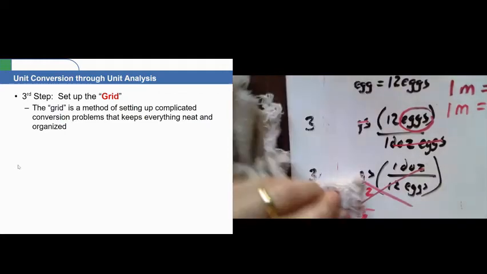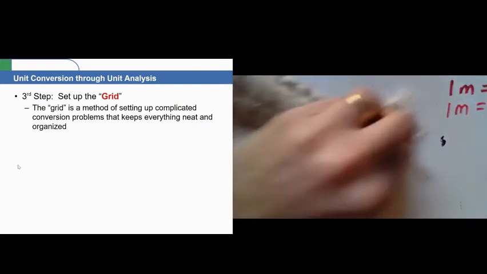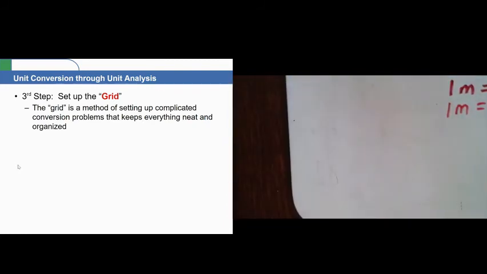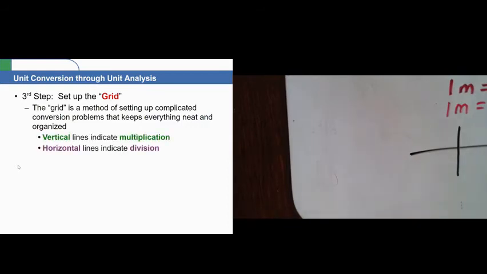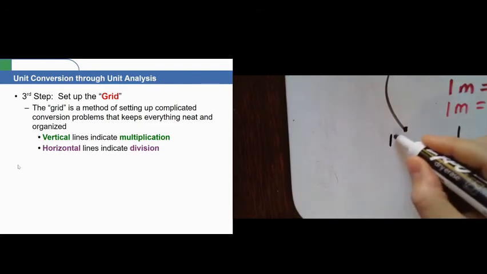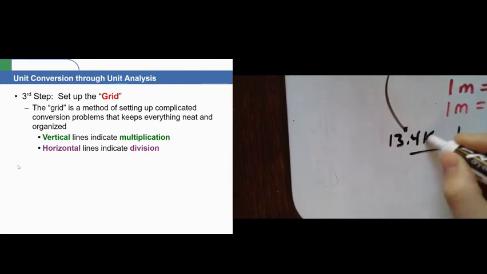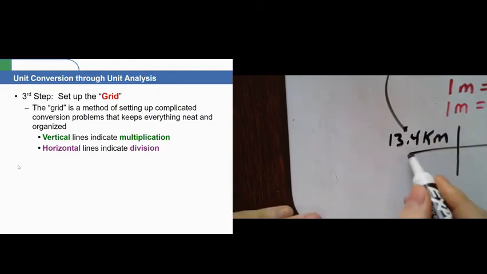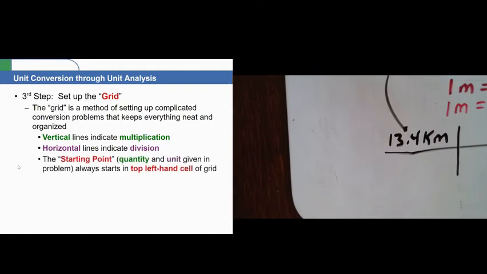So back to our original problem. When you set up a grid, you're going to use a horizontal line to represent division and vertical lines to represent multiplication. You always start with your starting point in the top left-hand cell of the grid. So we have 13.4 kilometers, and that's always going to go in the top left-hand cell of the grid.